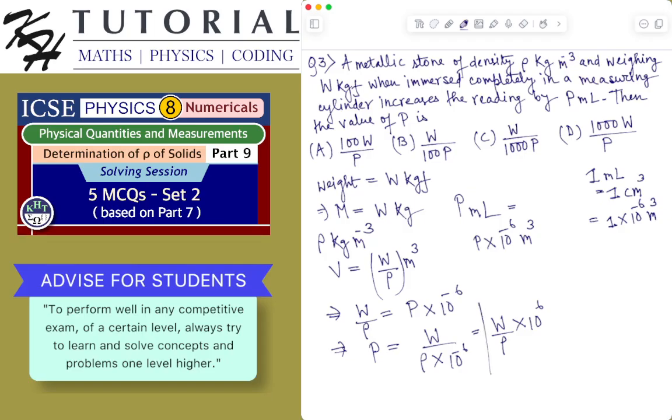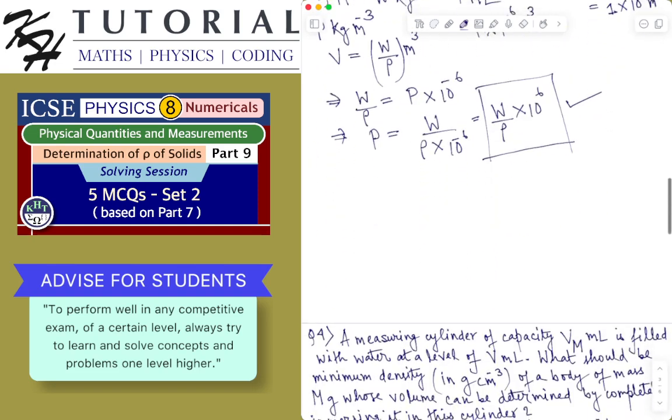I don't know. My answer is coming as W by rho multiplied by 10 to the power 6. I might have incorrectly given the choices, so my answer is not matching with any of the choices. Anyway, this is the correct answer. The value of capital P should be W by rho multiplied by 10 to the power 6. Okay, let's see the next problem.